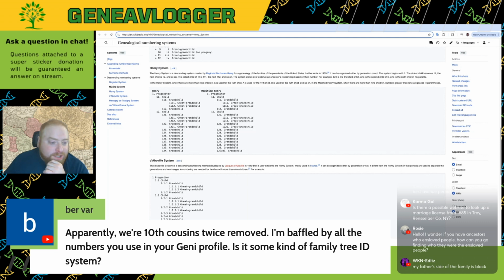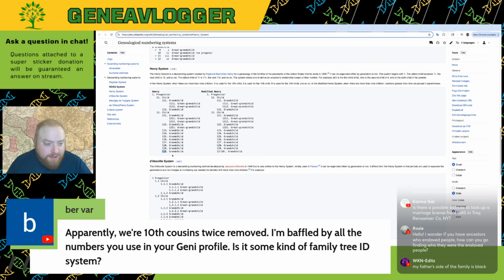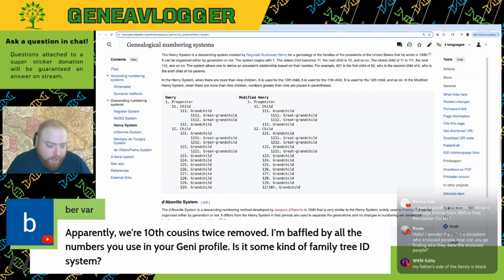Basically, as you get further down, you get these different numbers. Now, the difference that I had versus these is that the original Henry does 12x once you get beyond 9 siblings. So you get 1, 2, 3, 4, 5, 6, 7, 8, 9 siblings, then you get a 10th one. Well, you can't just go back to 1, and you can't just do 1, 1, because then that's the next Henry. So they have this 12x here for the regular Henry.